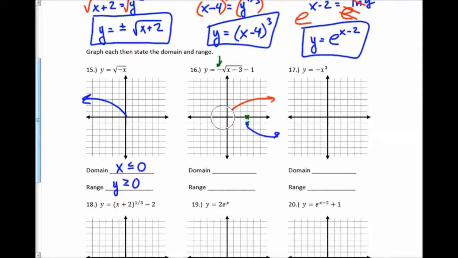Okay? And again, it's still that same shape, but it's been moved around a little bit. And now I can identify my domain and range. My domain is x is greater than or equal to 3, and my range is y is less than or equal to negative 1.